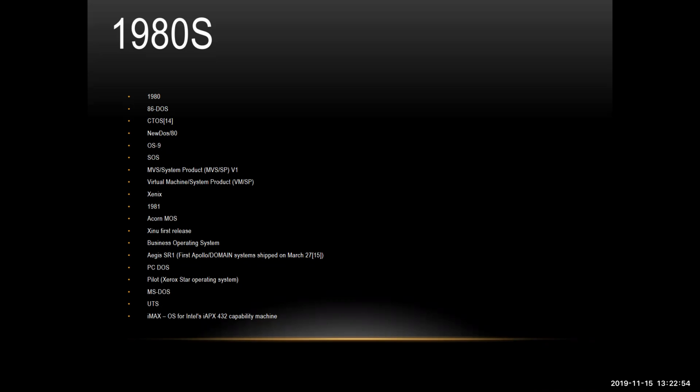And then we also had PC-DOS. It is an acronym for IBM Personal Computer Disk Operating System. So it is also intended for the IBM personal computer. And it was manufactured and sold by IBM from the early 1980s into the 2000s. And then we also had Pilot. It is a single-user multitasking operating system designed by Xerox PARC in early 1977.